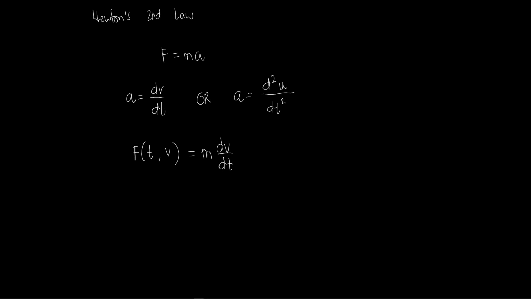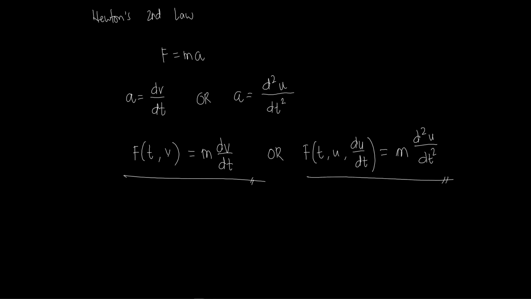Or another, pwede din itong i-substitute natin. So, F could be a function of time, it could be a function of u, or it could be a function of du over dt. Then we have mass times the acceleration, which is the second derivative of u with respect to time. Ito, in a form of DE. Ito din in a form of DE. Okay?